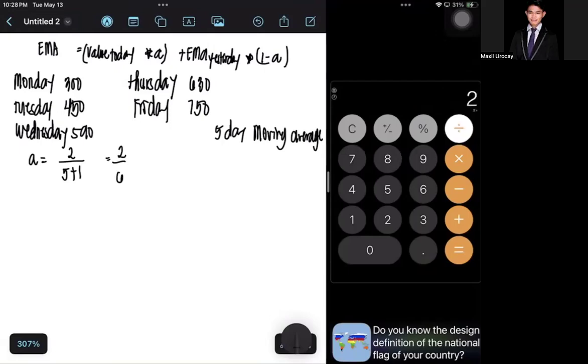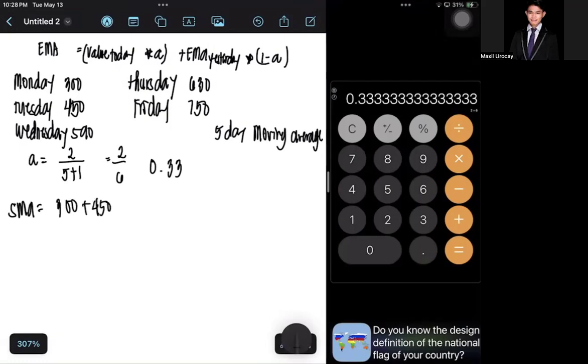So 2 divided by 6, that is definitely 0.33. Only 2 decimal points as always. So right now, we already do have the alpha. Initialize the period first for the EMA yesterday, using the SMA. So SMA, that is the initialization: 300 plus 450 plus 590 plus 630 plus 750 over n, which is the 5-day moving average.